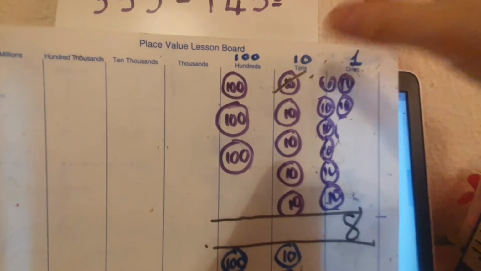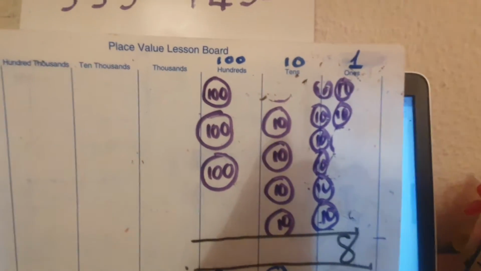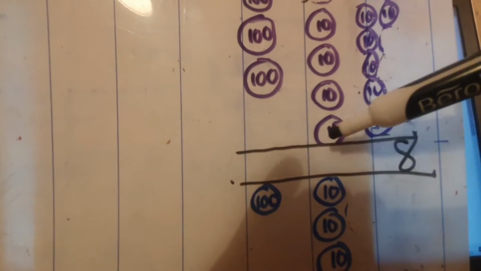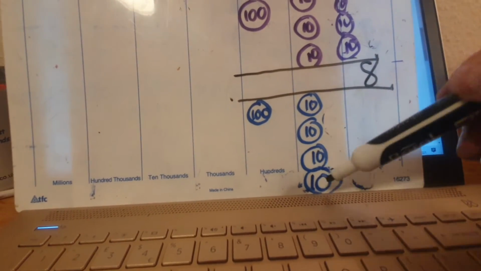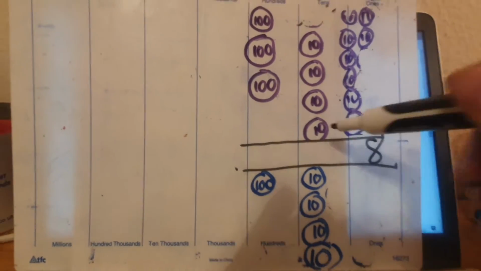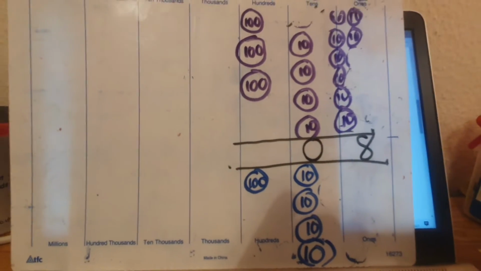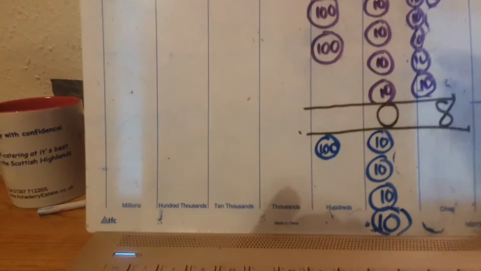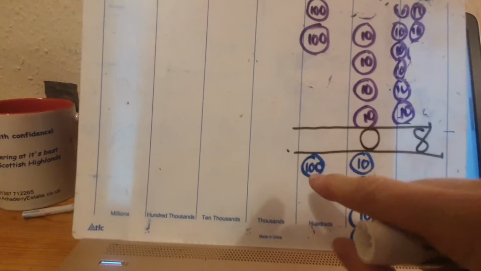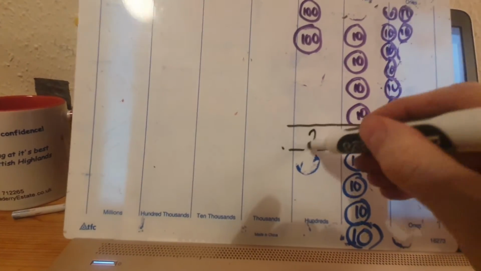And before, we got rid of a 10 because we had to exchange it for 10 ones. So now we're left with 4 tens. 1, 2, 3, 4. Subtract 4 tens. 1, 2, 3, 4. So 4 take away 4 is 0. And now we've got 3 hundreds. 1, 2, 3. Take away 100, which is 2. So our answer is 208.